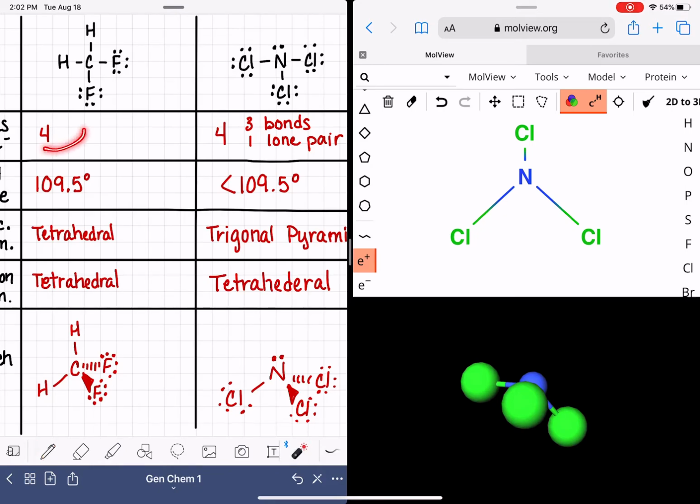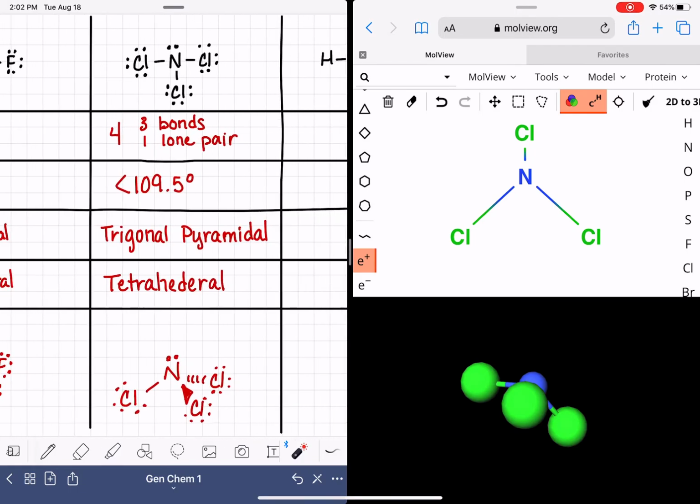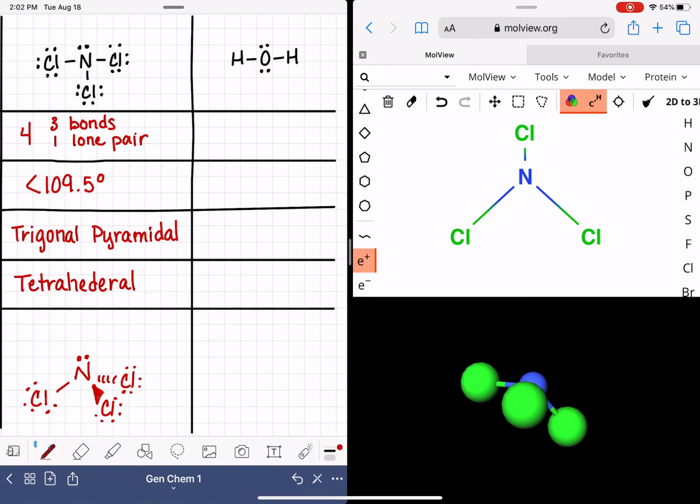Now when we have 4 areas of electrons around our central atom, we can have 3 bonds with 1 lone pair, or we can have, in this case, 2 bonds with 2 lone pairs. So 4 areas of electrons, 2 of those areas are bonds, and 2 of those areas are lone pairs. We are still going to see the exact same distortion of our bond due to the presence of the lone pairs. Even though there's 2 of them this time, we know that our bond angle is going to be something less than 109.5. Because we have 4 areas of electron density, our electron geometry is always tetrahedral.